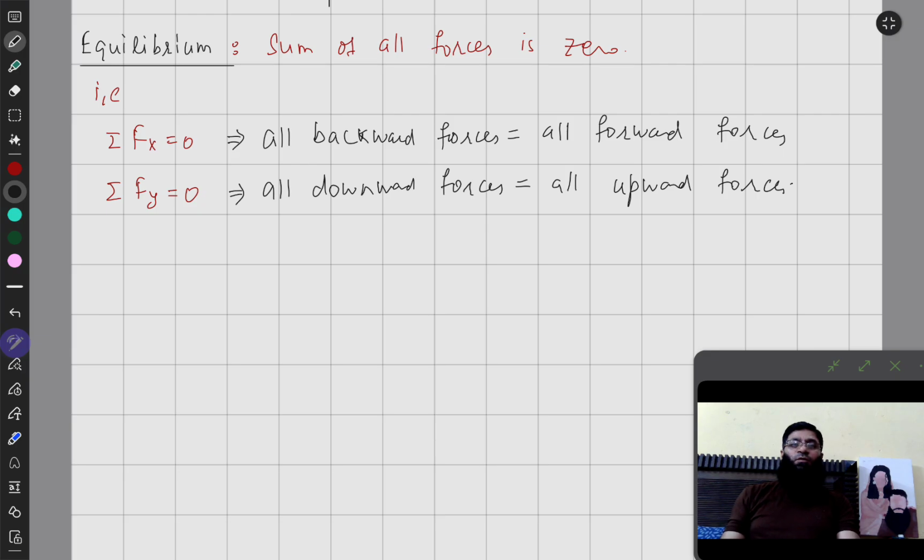So whenever you have a question for equilibrium, you need to use these two conditions, that the sum of all horizontal forces as well as the sum of all vertical forces is equal to zero. You have a very important theorem that is called Lami's theorem.